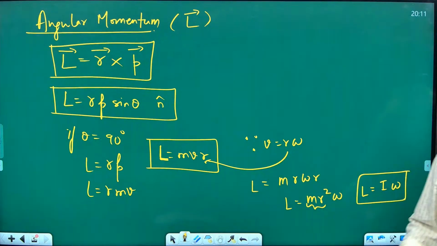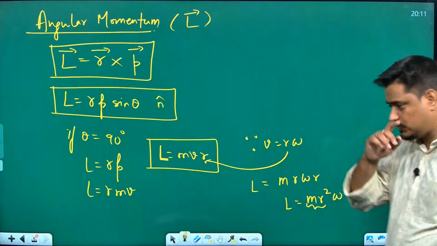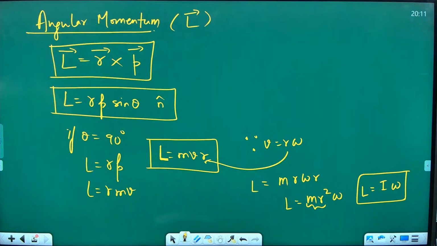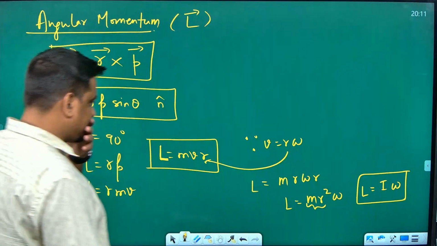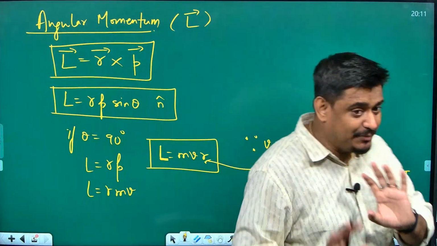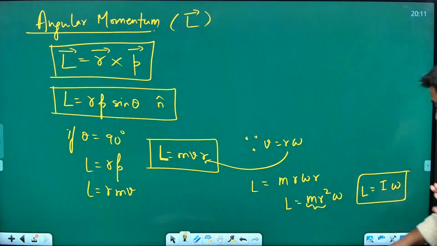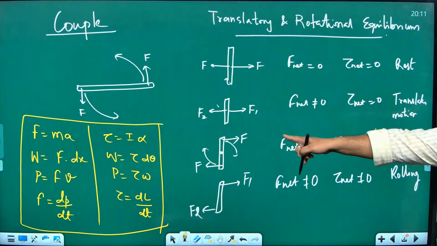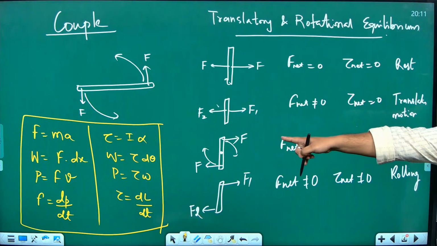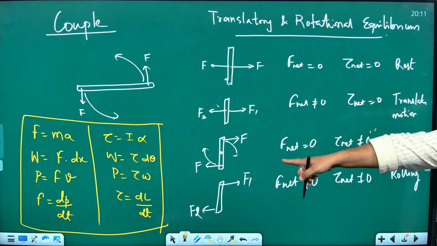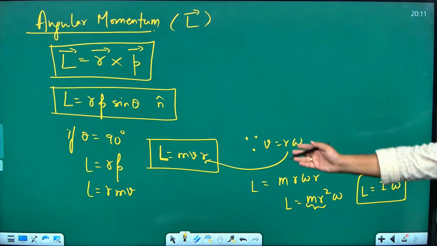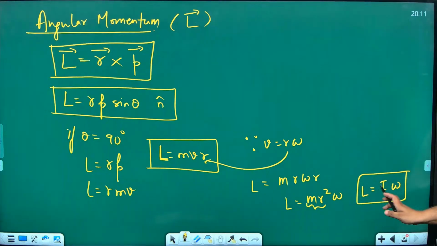Have you copied this? Okay. Now please pay attention. See, many things we have learned in a very short time. So many formulas have come in front of you: tau is equal to I alpha, work done is equal to tau d theta, power is tau omega, tau is dL by dt, and now you are learning L is equal to mvr, L is equal to I omega.